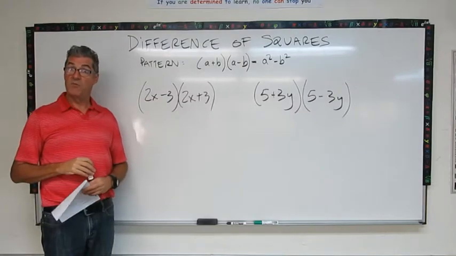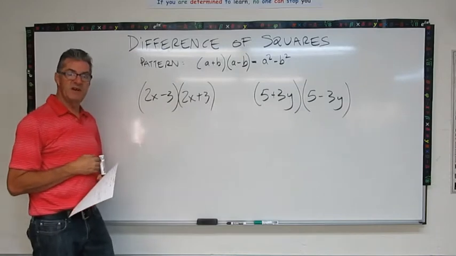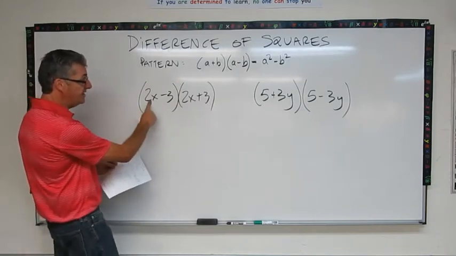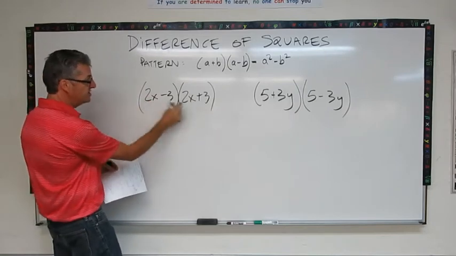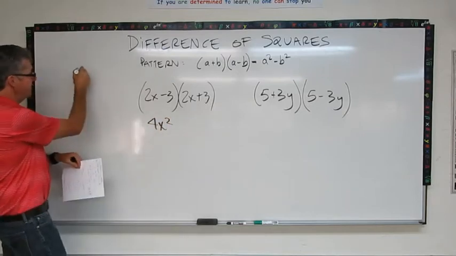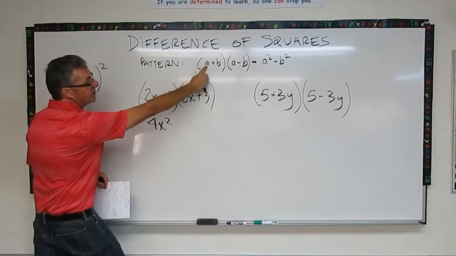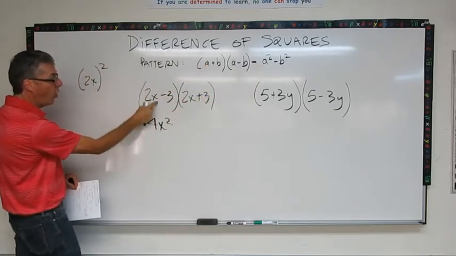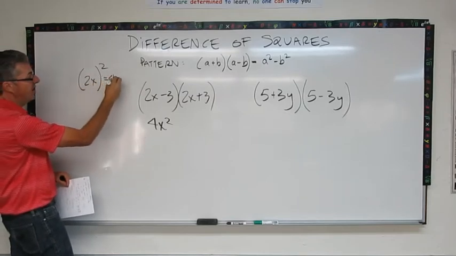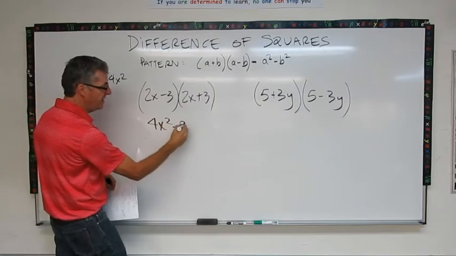Okay, let's do a couple more problems. 2x minus 3 times 2x plus 3. Pause the video, see what you do. Okay, let's take a look at that. 2x squared, like 2x times 2x, is 4x squared. Remember that the parentheses go like this. So when you square that first term, you have to square the whole term, which includes squaring the coefficient. So this is 4x squared, or what we got here. Then 3 squared is just going to be minus 9.